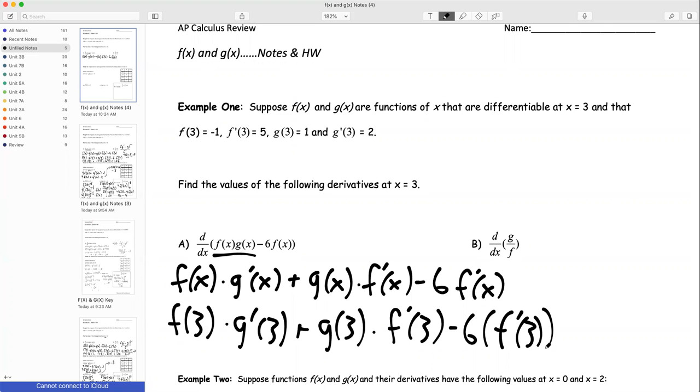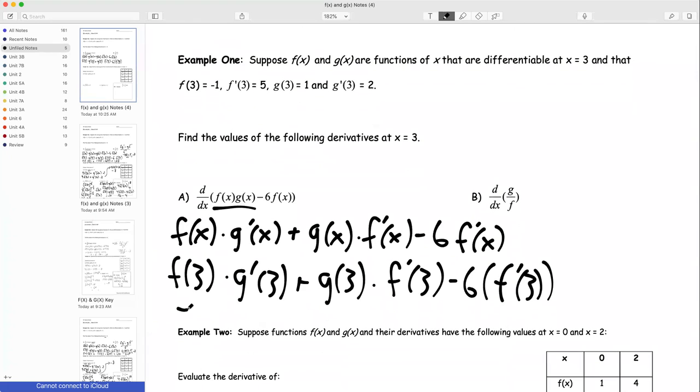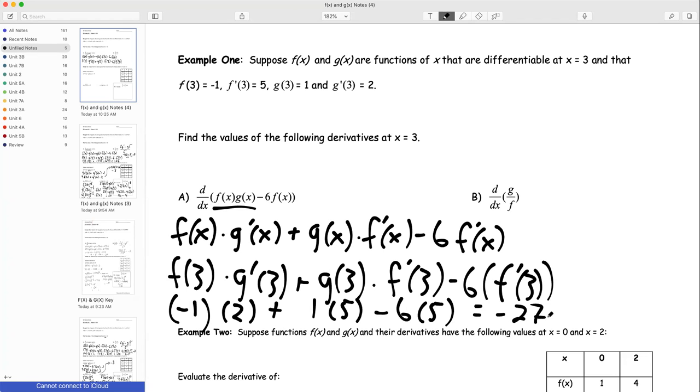All right. So now I'm going to evaluate this. F of 3 is -1. G prime of 3 is 2. G of 3 is 1. And F prime of 3 is 5. And then I've got -6 times 5. Okay, so we have -2 plus 5 minus 30. So my answer here is -27.